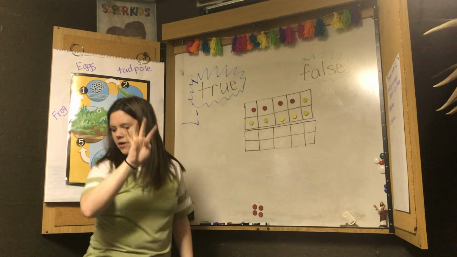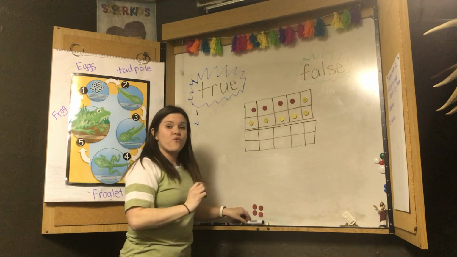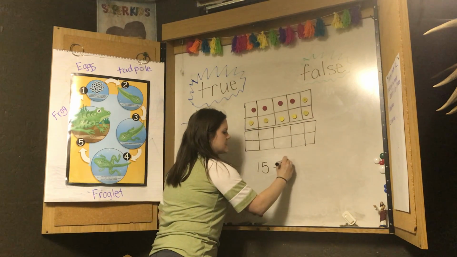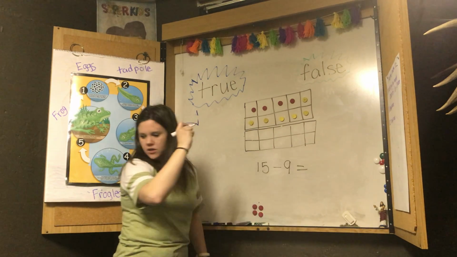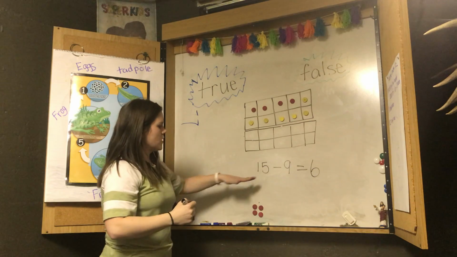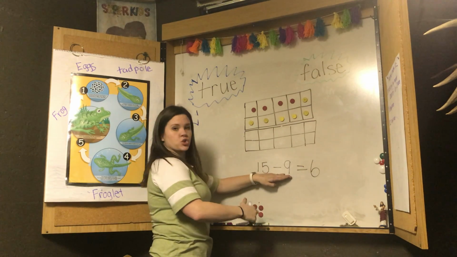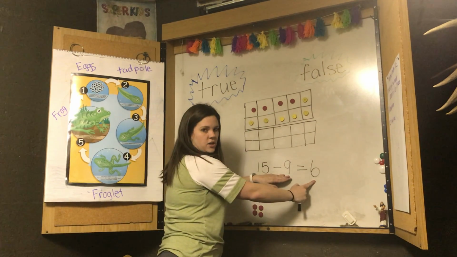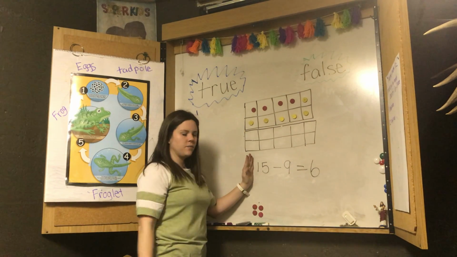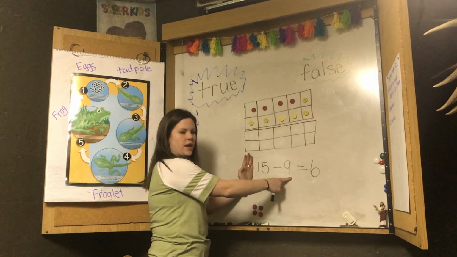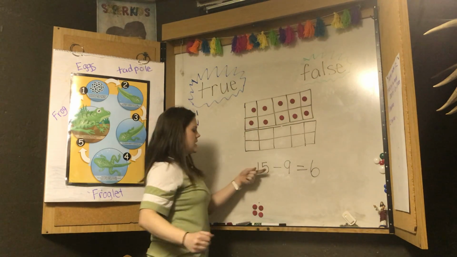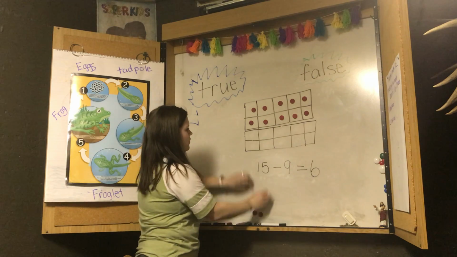Okay, let's go to number 4. 15 minus 9 equals 6. Okay. Is this side of the equation true to this side of the equation? In order to figure that out, I have to solve 15 minus 9. Well, here's my whole. I'm going to take away a part. So, in your 10 frames, let me see 15. I'm going to do 15 reds.